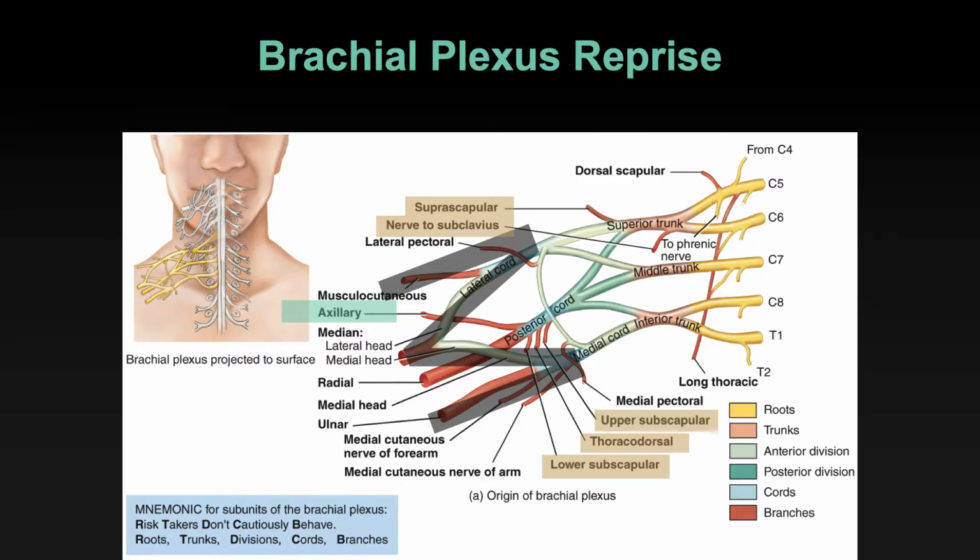If you look towards the ventral rami, the anterior rami, dorsal scapular comes off of C5. Lastly, long thoracic formed from C5 to 7. And by now, you're probably in brachial plexus heaven, because you can confidently name all 16 nerves of the brachial plexus. Are you ready to bring it back?